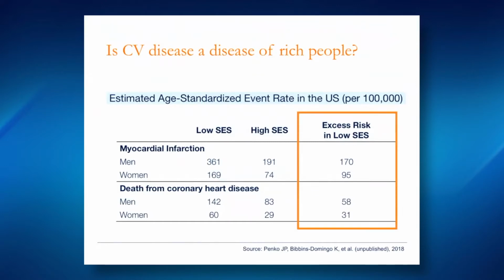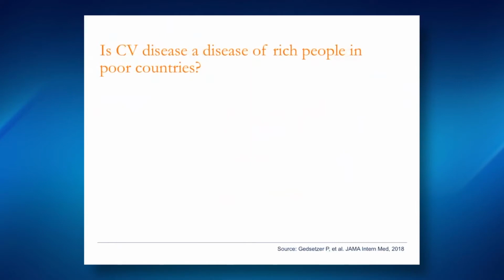This is related both to the burden of the disease and health systems related differences, but there's something about the social determinants of health itself that explains a big chunk of this discrepancy in outcomes. In wealthy countries, cardiovascular disease today disproportionately affects low SES individuals. But how about in poorer countries or low and middle income countries?